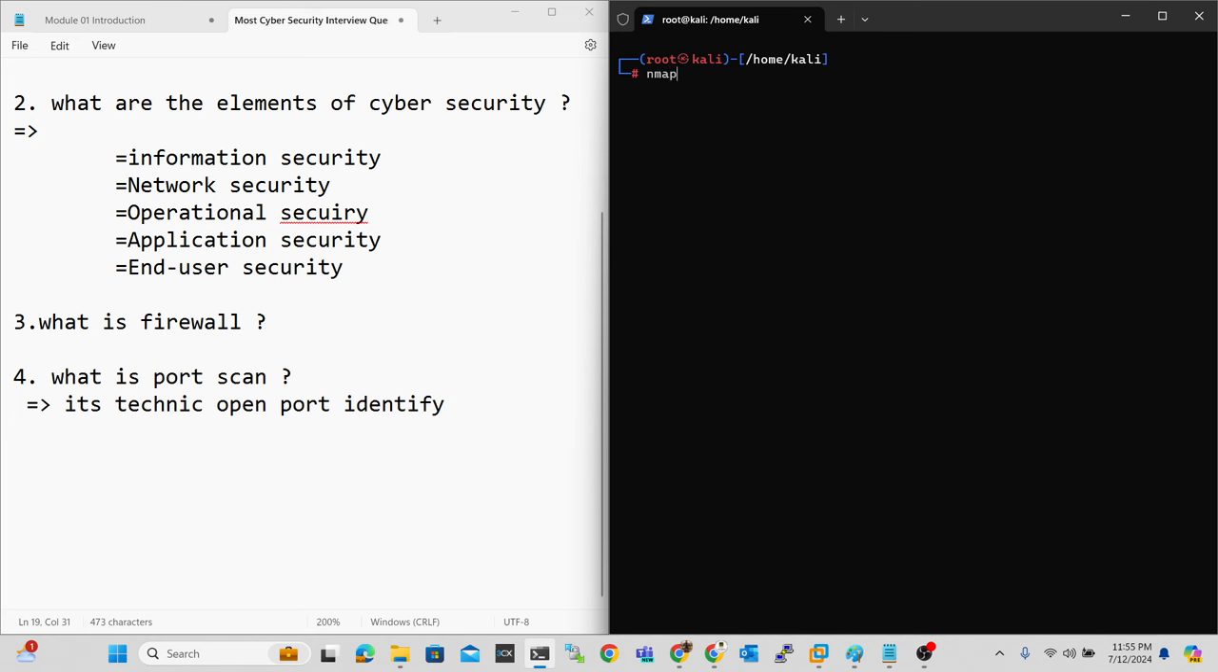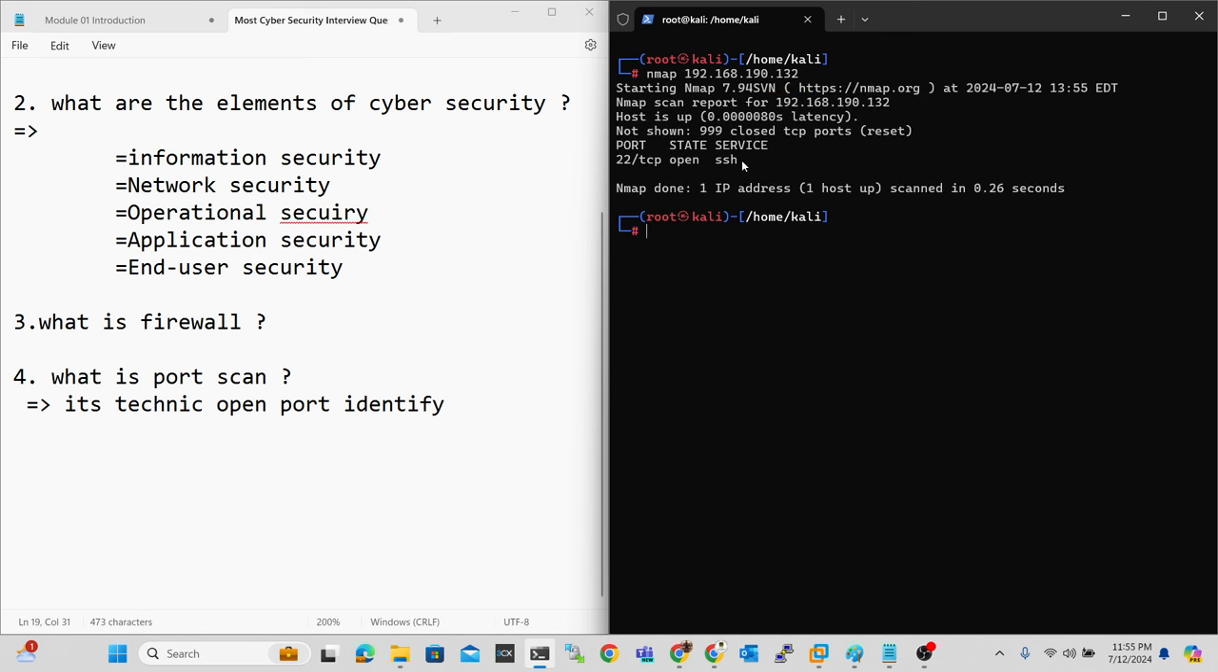So nmap 192.168.190.132. I also host this port, actually, a post stat service. This is only port 22 open. Okay, this port is SSH.